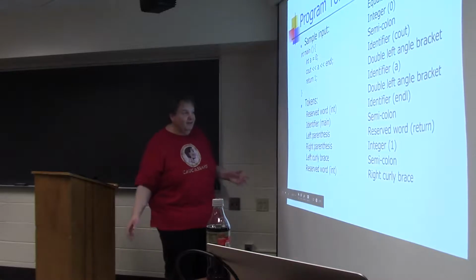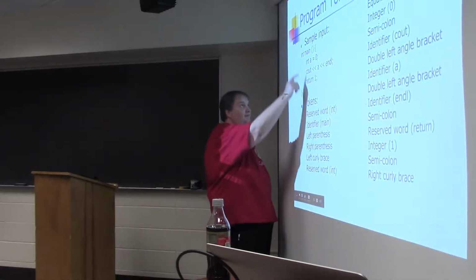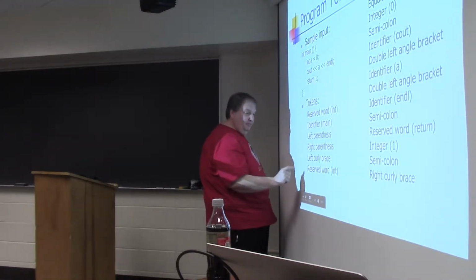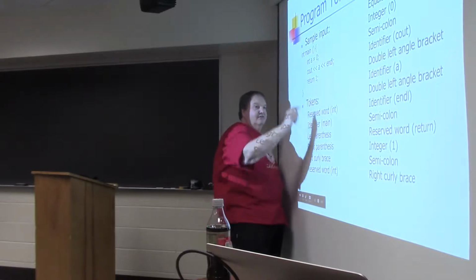I think I just gave a piece of code here with all the tokens you might get out of this. Here's a piece of code. I think I did it from C++. So a reserved word int, an identifier main, a left paren, right paren, a left curly brace, left paren, right paren, left curly brace, reserved word int.